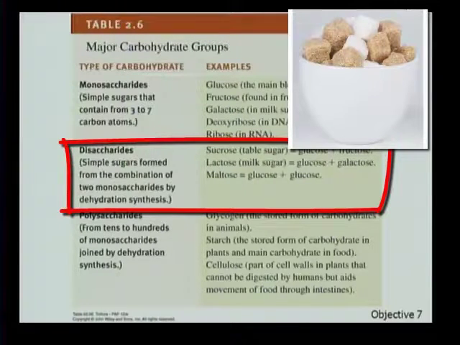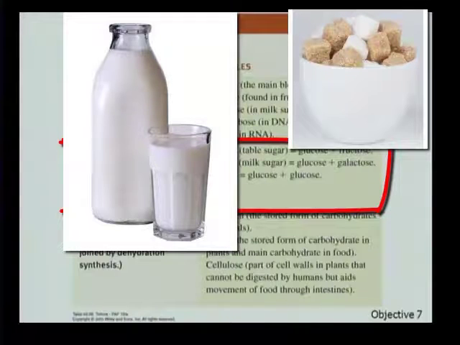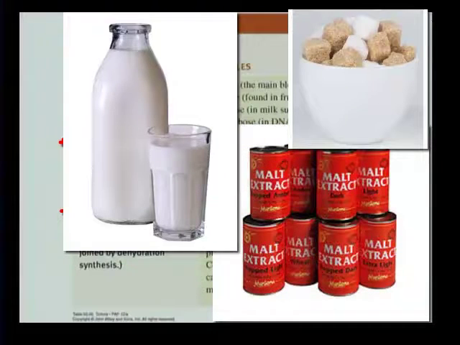When we bind glucose and galactose together, we make something called milk sugar, or lactose. When we bind glucose and glucose together, we make something called maltose, which, as you might imagine, is found in malt, fermented grain.